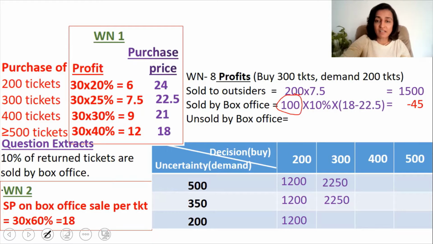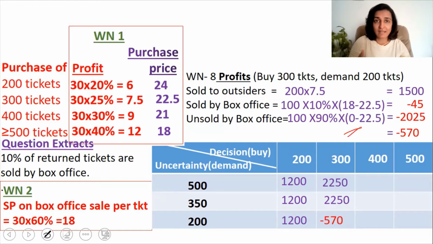Now, out of these 100 tickets which are unsold, only 10% has been sold by the box office, which means that 90% is unsold by the box office. So unsold by the box office is 100 into 90%. And what is the profit that he gets? He does not get any amount from the box office. So the profit is 0, which is the selling price because he doesn't get anything. And 22.5 is the cost price of the ticket. So totaling the three together, we get a total profit of negative 570. So we make a note of negative 570 in the payoff table.